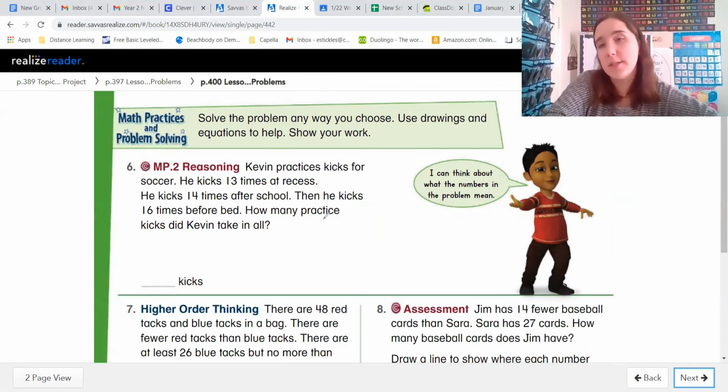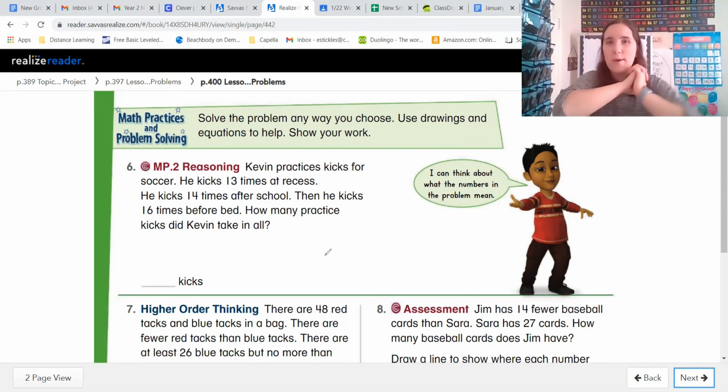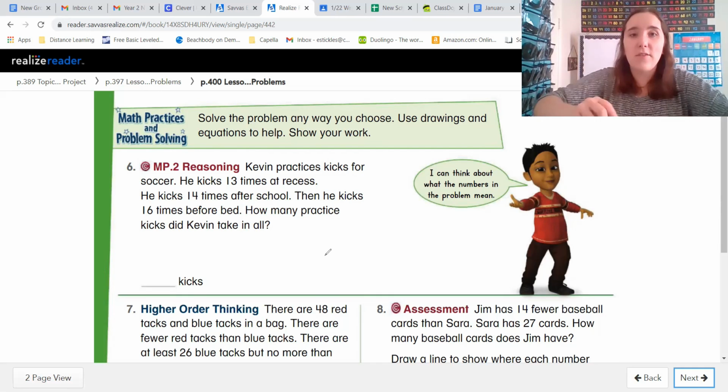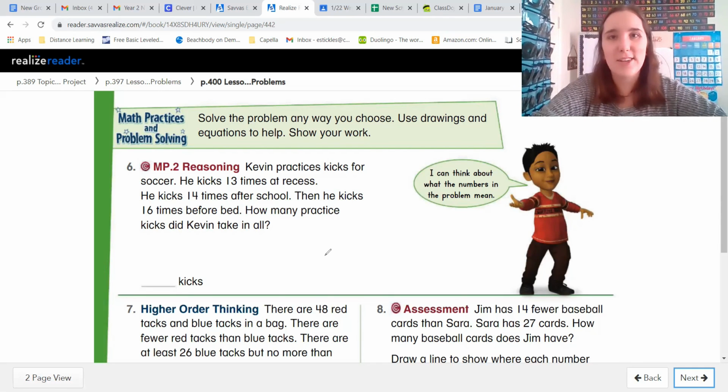Okay, I'm going to read number 6 and help you set it up, but then you're going to solve it. So it says, Kevin practices kicks for soccer. He kicks 13 times at recess. He kicks 14 times after school. Then he kicks 16 times before bed. How many practice kicks did Kevin take in all? So in all, do you guys remember those magic words from way back when we were just doing addition? Remember, that would be addition. So see if you can add up those numbers to try and find the total number of times that Kevin did practice kicks. Okay, take your time, show your work, and then come back to me when you're all done.